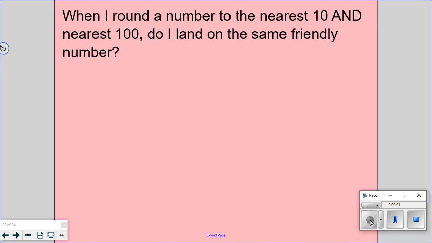A long title, but we're going to come back to this question to start today's conversation and to end today's conversation. We're only going to write it once, but we're going to see it multiple times. It says, when I round a number to the nearest 10, we know how to do that, and the nearest 100, we know how to do that, do I land on the same friendly number?